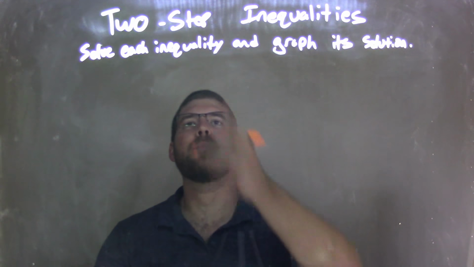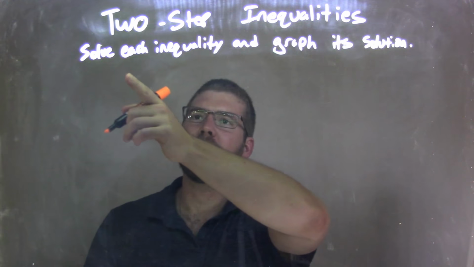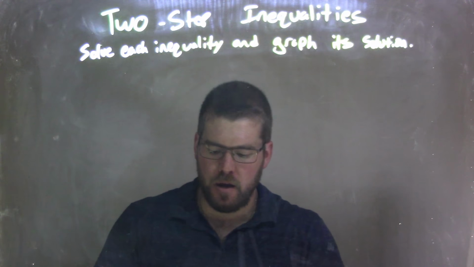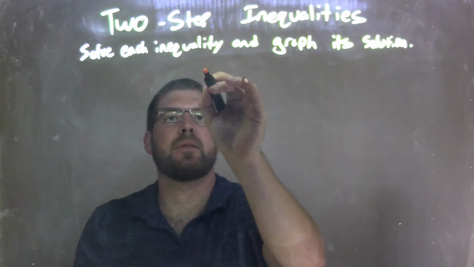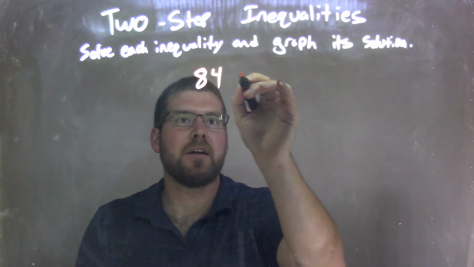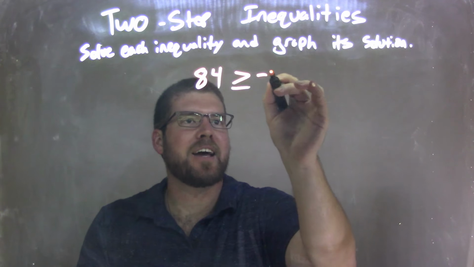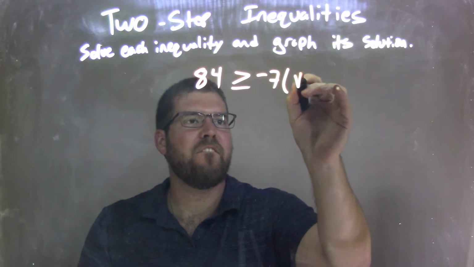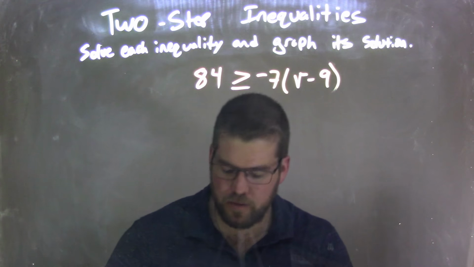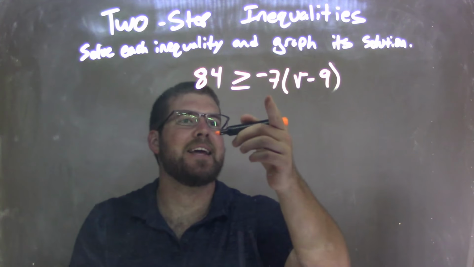And today we're going to learn about two-step inequalities. We're going to solve each inequality and graph its solution. So if I was given this inequality, 84 is greater than or equal to negative 7 times (b minus 9), well, my first step here is I need to get rid of that negative 7.